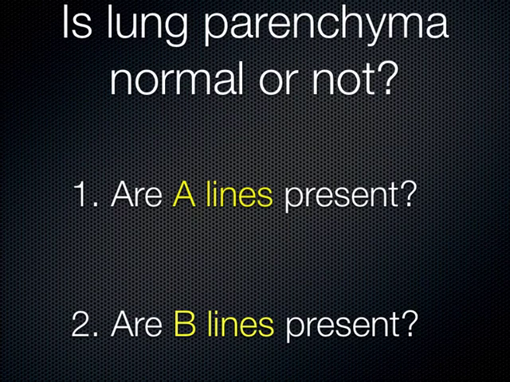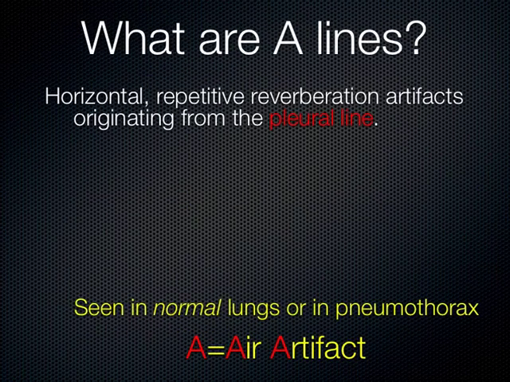They're repetitive, from reverberation due to ultrasound waves that have gotten trapped at the pleural line. Anytime you have two substances or tissues next to each other that have a really different acoustic impedance, for instance, pleural line and air right next to it, that sets up a reverberation at that interface. The ultrasound waves get trapped right there and reverberate back and forth. And what happens is the probe reads that as a deeper structure.